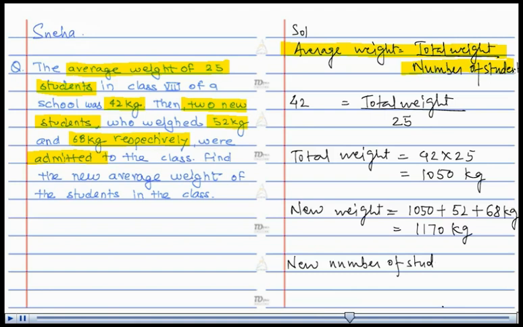Also, the number of students has increased, so new number of students is now equal to 25 plus these 2 new students, that is equal to 27 students. Therefore, now we have new weight as equal to 1170 kg and new number of students equal to 27.